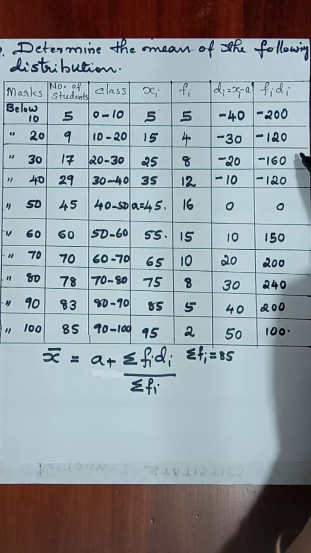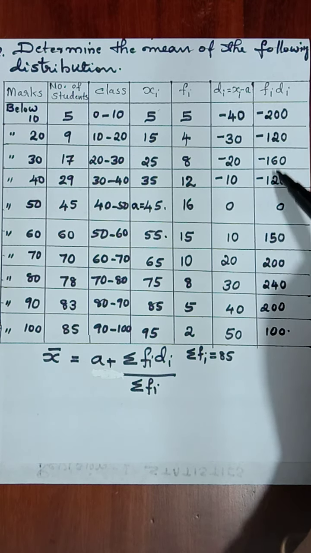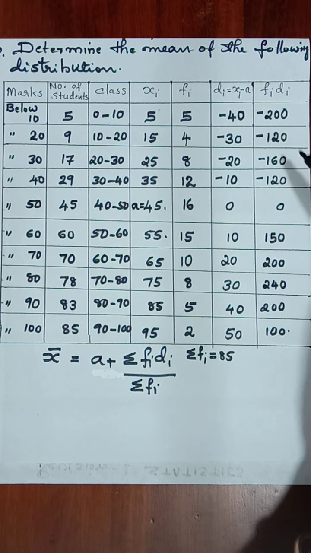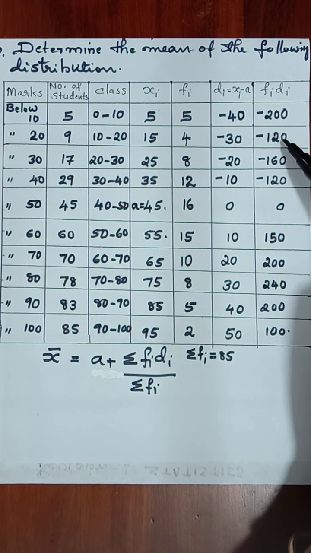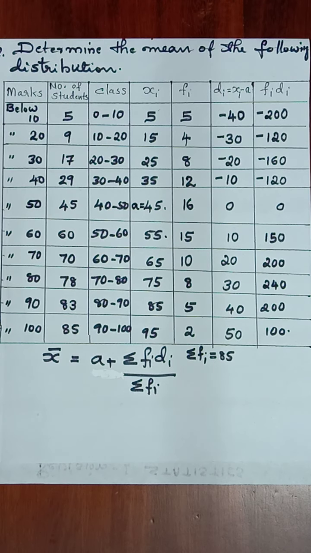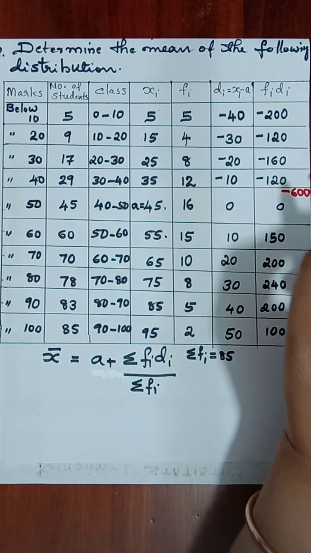Better take the sum of all negative numbers together, then the sum of all the positive, and find the difference. That will be the sum of this column. So we take the sum of these negative numbers: negative 200 plus negative 120 plus negative 160 plus negative 120. Here all have the same sign, so just add: 200 plus 120, 320 plus 160, 480 plus 120, 600. So negative 600 is the sum of all these values.